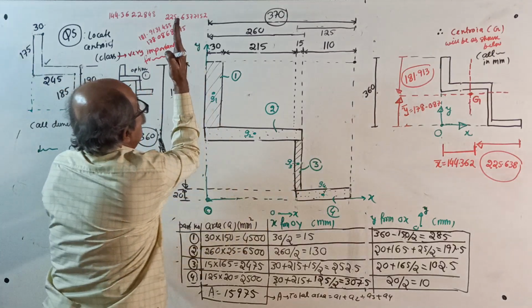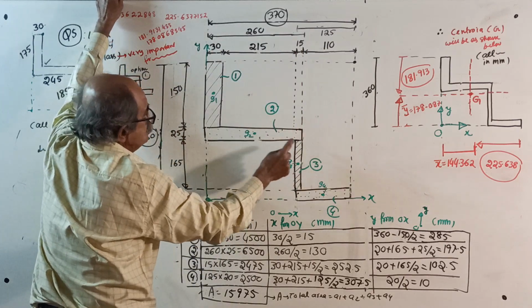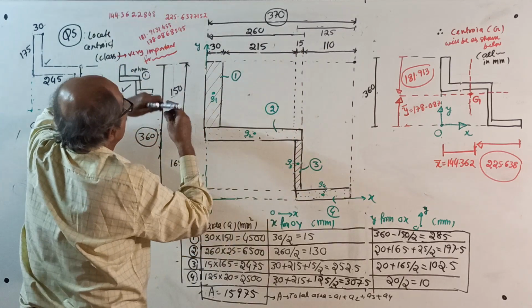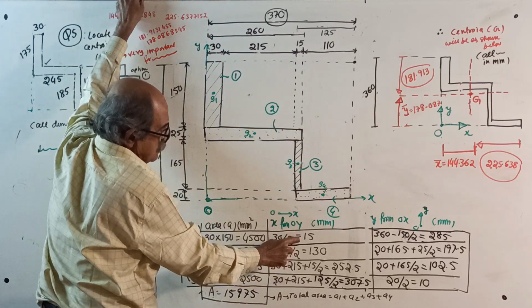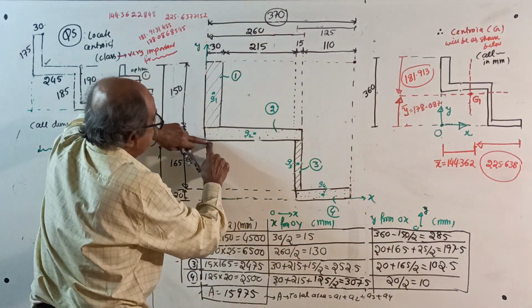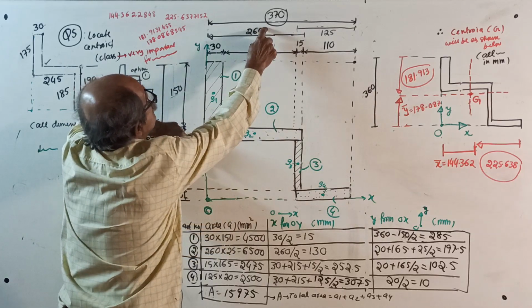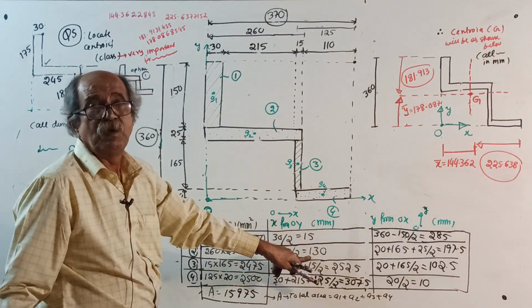X from OY line, this way, right side. G1, G2, center. All center because rectangle. See here, X1 is 30 by 2, 15. X2: this full base is what? 260, from here to here. Midpoint, 260 by 2, 130.